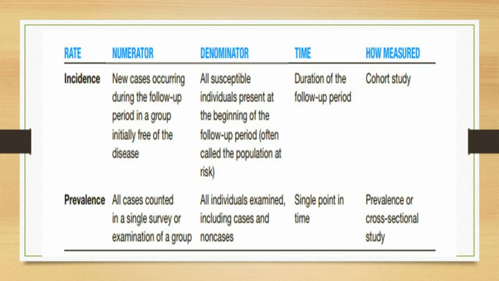This table summarizes the characteristics of prevalence and incidence. Prevalence and incidence rates describe the frequency with which particular events occur. By calculating and comparing the rates, epidemiologists can determine the strength of the association between the risk factors and health problems.